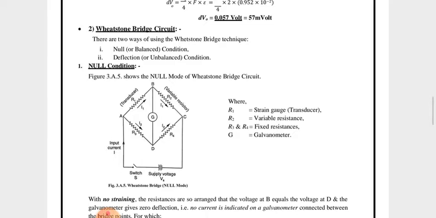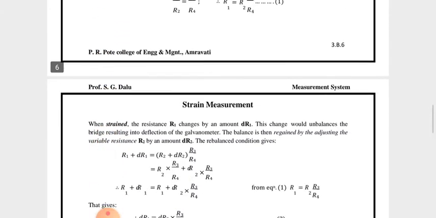that is the null or balanced condition, and the deflection or unbalanced condition. So in the null condition we have studied how the Wheatstone-Bridge circuit works. In the Wheatstone-Bridge circuit there are four limbs, and in the four limbs four different resistances are mounted. In between there is a galvanometer which is used to measure the deflection or null condition. We have covered that in the previous lecture.